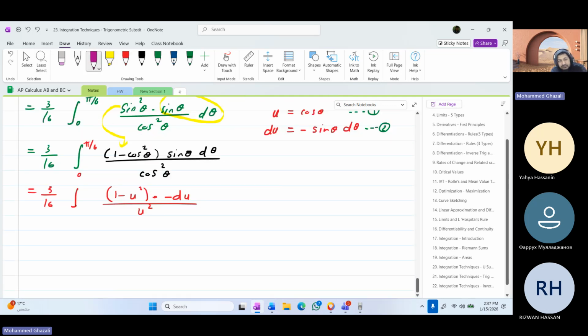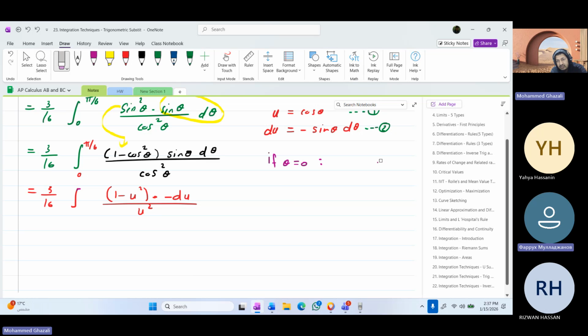Now remember to change the boundaries. If theta equals 0, you're going to have u equals cos of 0. What is cos of 0? 1, isn't it?